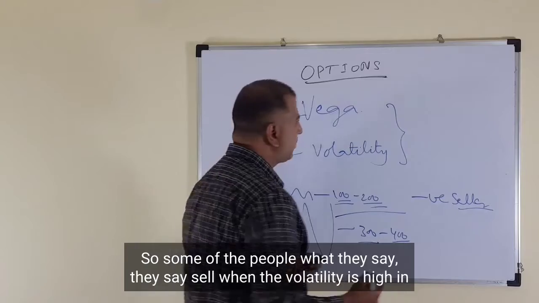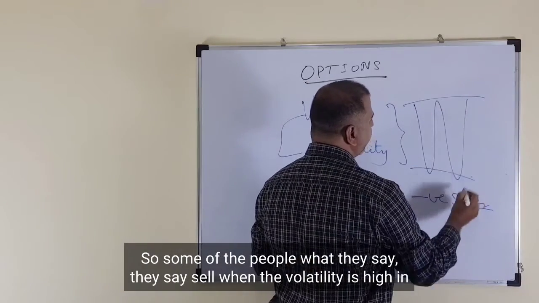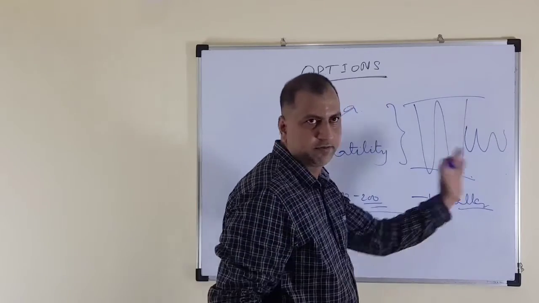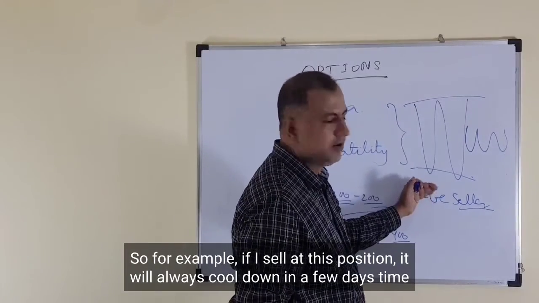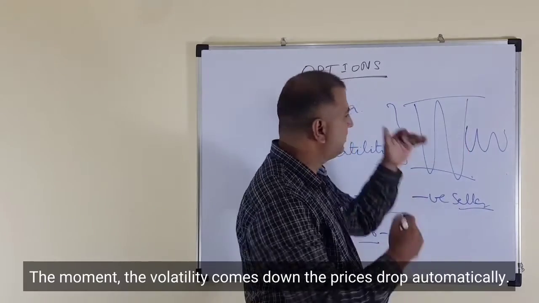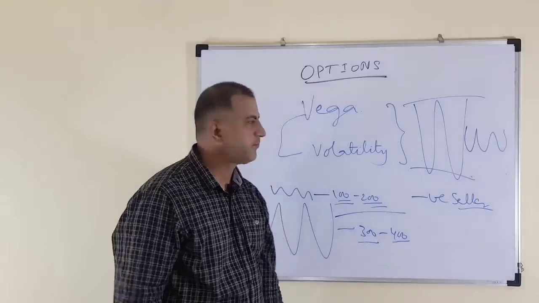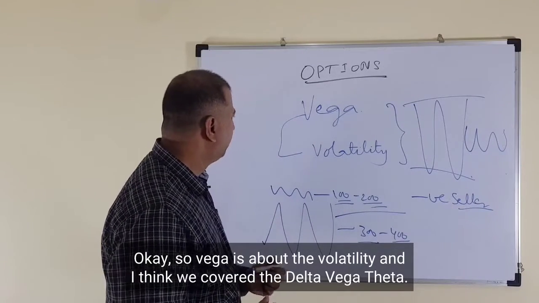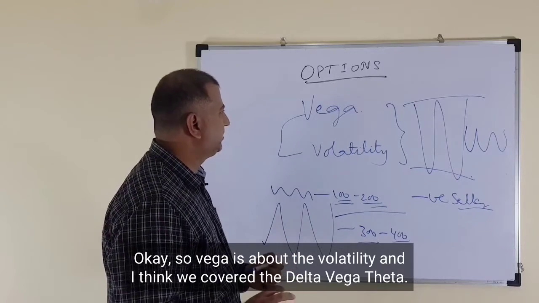So some people say sell when the volatility is high, in the expectation that the volatility will come down in some time. For example, if I sell at this position, it will always cool down in a few days' or few weeks' time. The moment the volatility comes down, the prices drop automatically. Okay, so Vega is about volatility, and I think we covered delta, Vega, Theta.